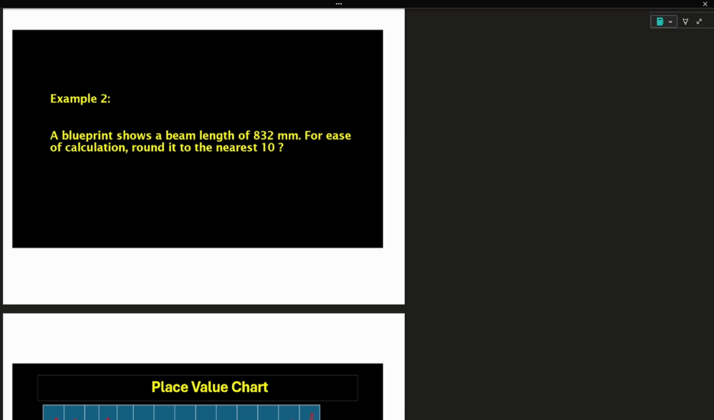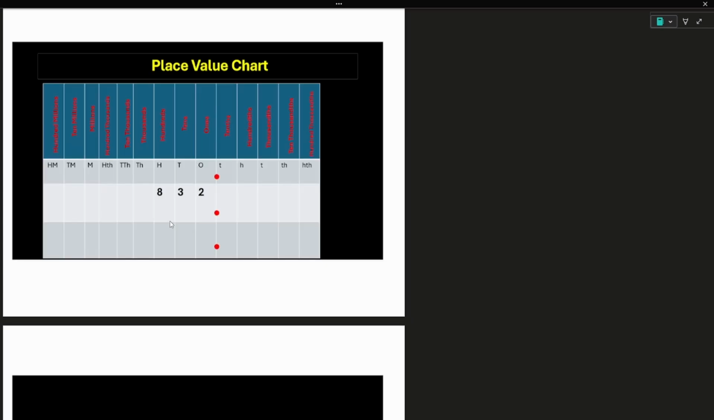For ease of calculation, we are asked to round it to the nearest 10. Now, using a value chart, we need to identify the digit in the 10th place. In the digit 832, we found that the digit in the 10th place is 3. And this is the digit we'll be rounding up or down depending on the digit on the right, which is the digit on the ones place, which we can see to be 2.